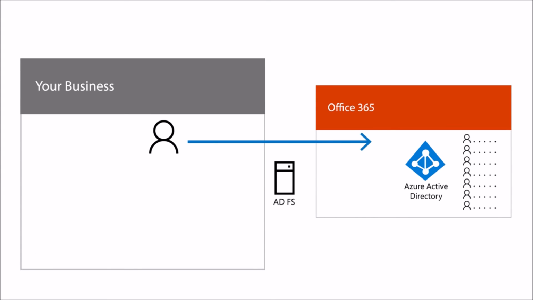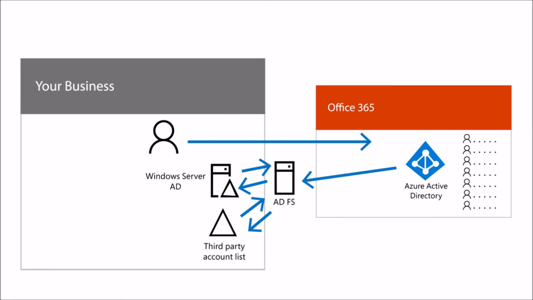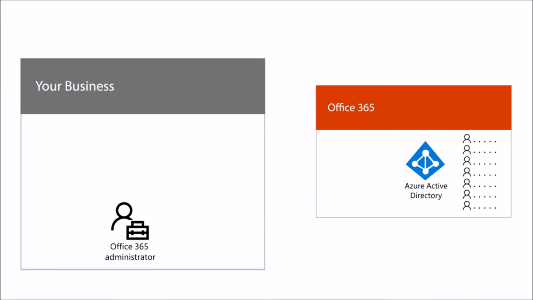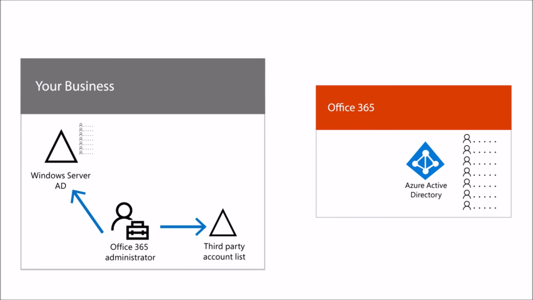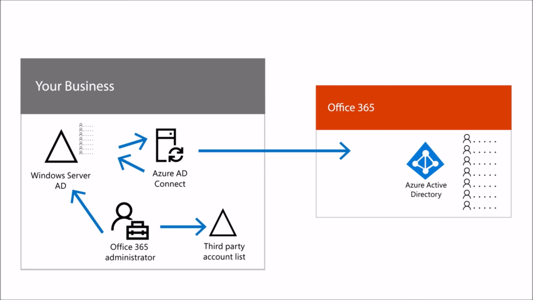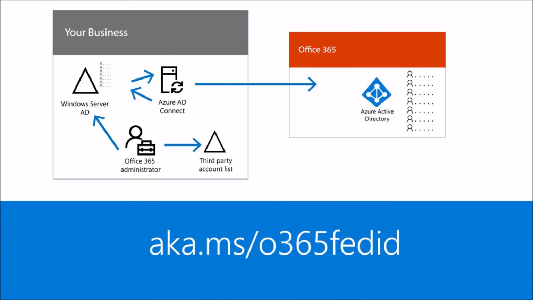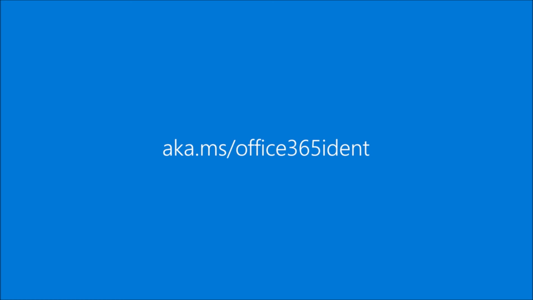When users sign in to Office 365, their computer sends their account name and password without being prompted. With Federated Identity, you maintain your accounts, including resetting passwords, through Windows Server AD or your third-party tool. If you're using Azure AD Connect, it automatically syncs your changes with Office 365. For more information, see aka.ms/O365FedID. For more information about identity in Office 365 for Business, see aka.ms/Office365Ident.